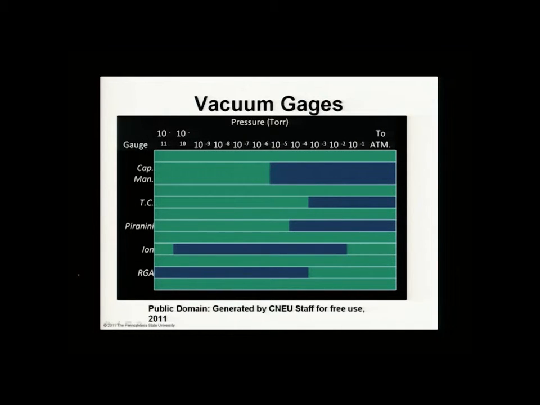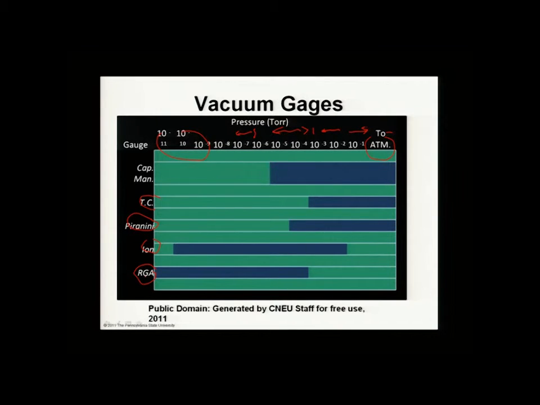In this particular pressure scale, we have the highest pressure, atmosphere, up here, and then the low pressures are down at this end. So the ultra high vacuum would be down here. The high vacuum is in here, and then the low vacuum, rough vacuum, is in that range. And we have different types of pressure gauges. There's the capacitive manometer, the thermocouple, the Pirani, the ion, and the residual gas analyzer is on this table, but it's really not a vacuum gauge, it's much more than that. And we'll talk about the residual gas analyzer in some depth in a few moments.